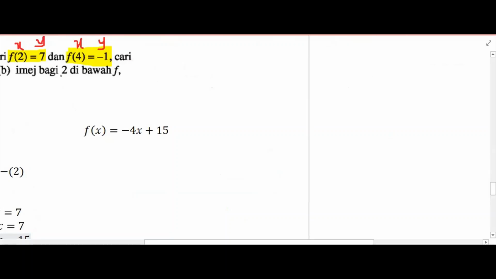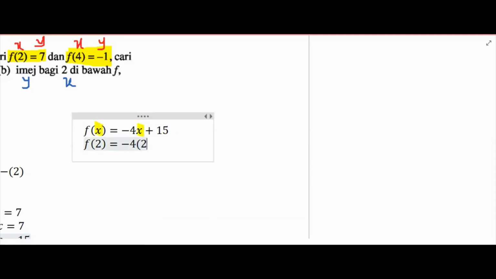Maksudnya 2 tu adalah apa? They want to find image. Image is Y. So 2 is object X. Ingat, image is Y, object is X. So, kalau X saya 2, so saya ganti X saya 2 lah. My X is 2. What is my answer? You just sub in. Masukkan.